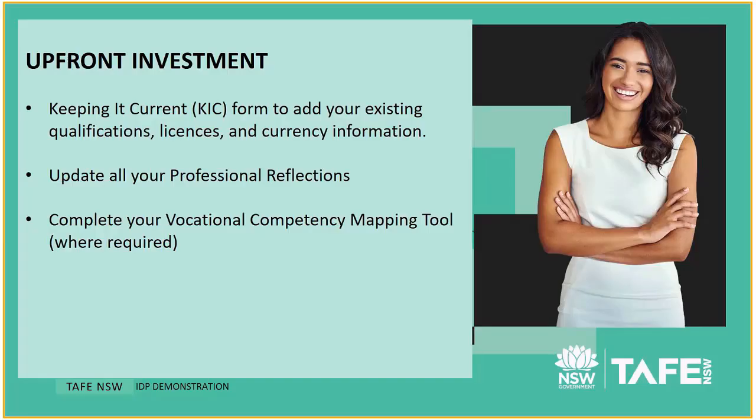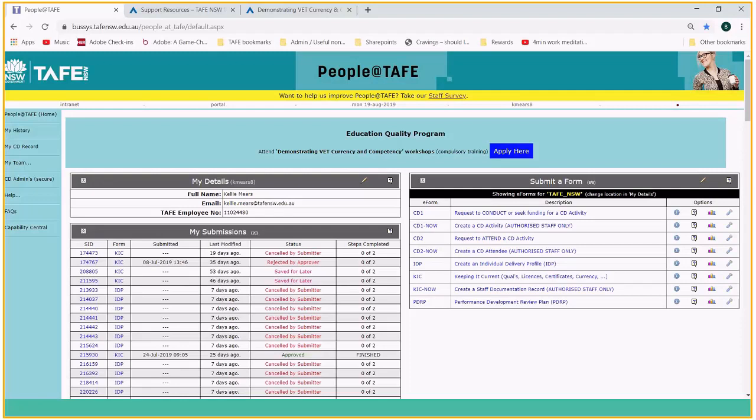So, as I said, you can use the KIC form to get your information into People at TAFE. Before you can use it within your IDP, you'll need to have completed your professional reflection. And also we're assuming that you've completed any vocational competency mapping tool prior to beginning your IDP. So let's jump into the People at TAFE system now.